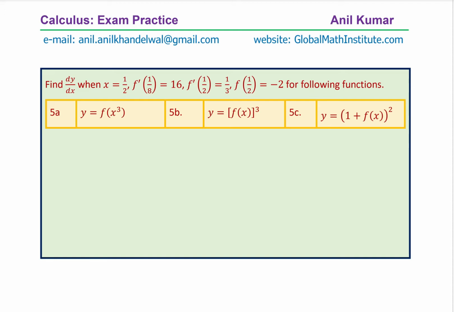In exam review, here is a question on chain rule. The question is, find dy/dx when x equals half, f prime of 1/8 is 16, f prime at half is 1/3, f of half is minus 2, for the following functions. 5a. y equals 5x cube, b is y equals f of x whole cube, and c is y equals 1 plus f of x whole square.